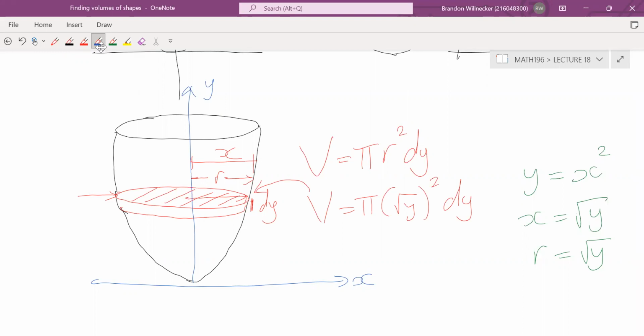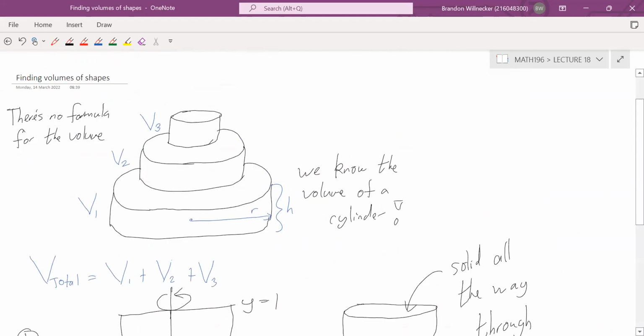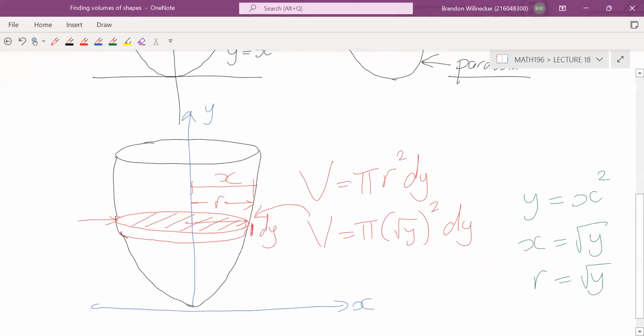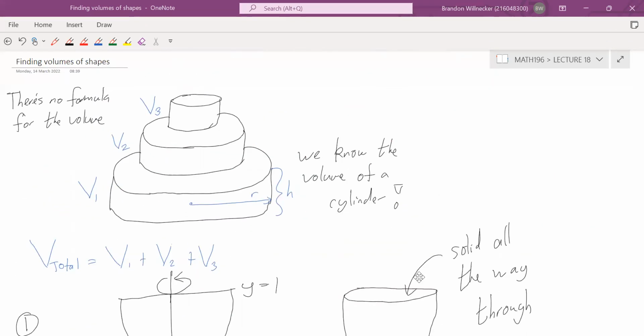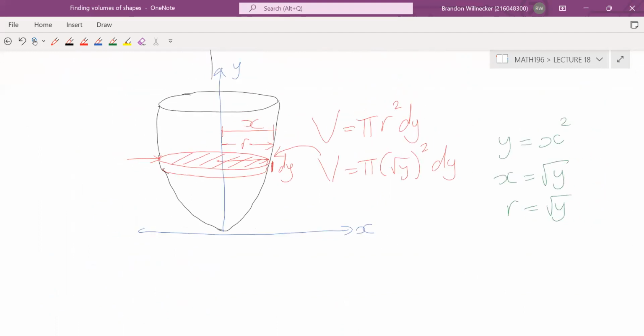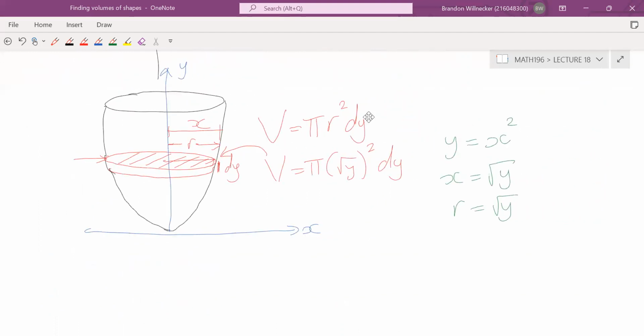Okay, but now again, if I look back at the wedding cake idea, we've got the volume of one layer. So if I want the volume of everything, I need to add all of the layers together. Okay, but over here we have discrete layers. You know, we can count them: 1 layer, 2 layer, 3 layer, and so on. But over here, it's not discrete layers, right? It's a continuum of layers.